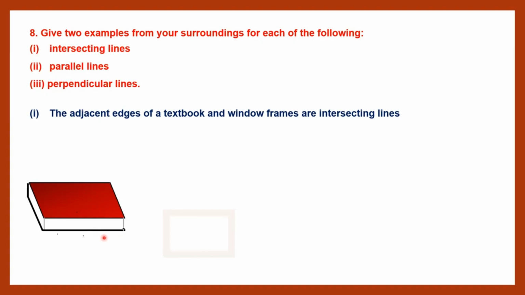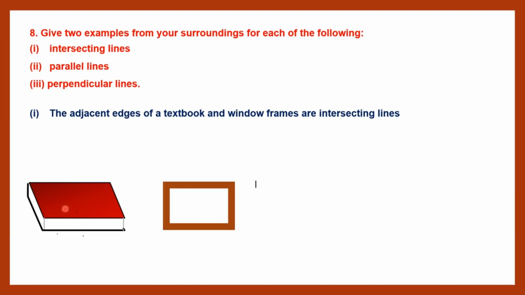And window frames also. So now if this is a window frame, and this is one edge and this is the other edge, and these are called adjacent edges. This L-shaped, this one arm is one side and the other arm is the other side of the adjacent edges. So you can look around and see in a window frame intersecting lines, in a textbook intersecting lines.